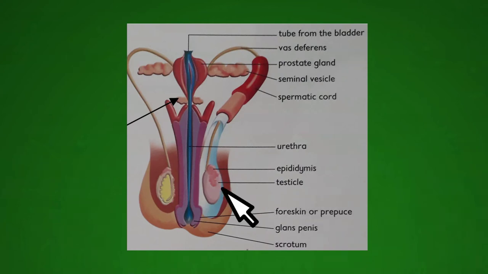Here you can see the two testicles, and leading from each testicle is the epididymis that becomes the vas deferens or sperm duct. At the top, you can see the seminal vesicle, the prostate gland, and the Cowper's gland. Leading to the outside of the body, you can see the urethra and the penis. As in the female reproductive system, each of these structures in the male reproductive system also has its own function.